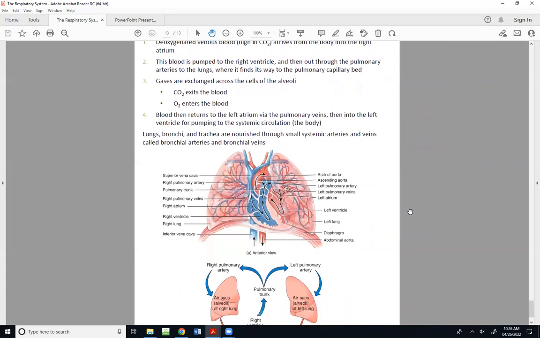Just like our heart had its own network of blood vessels, so do your lungs, your bronchi, and your trachea. Those small systemic arteries and veins are known as bronchial arteries and bronchial veins. As far as basically anything on this page, we've already essentially talked about it all, so we really don't need to worry too much about it.